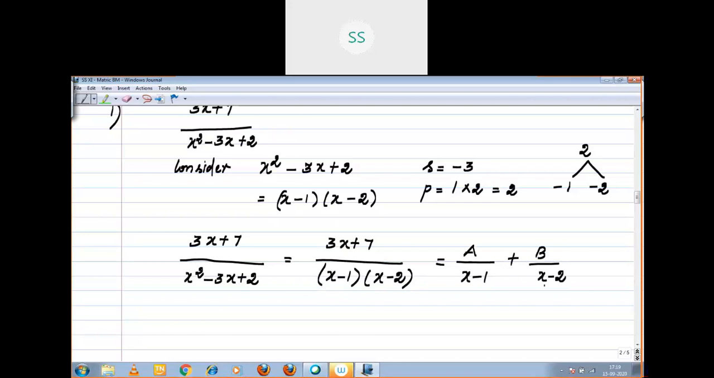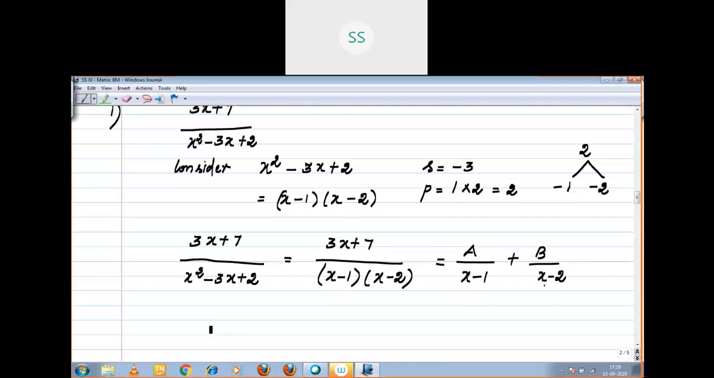Got it, children? Say yes or no. If the denominator is a quadratic polynomial, you should make it in terms of linear. After that, you have to check the linear factors. The denominator is non-repeated, so you can write a by plus b by. Anything you can take. You may ask, Miss, why can't you write a by x minus 2? Fine, you can write. Nothing is wrong. Either you can write a by x minus 1 or a by x minus 2. The rest of the things come under the b.